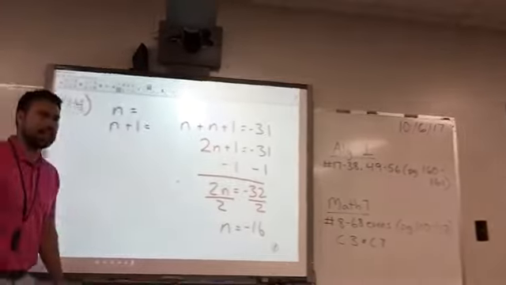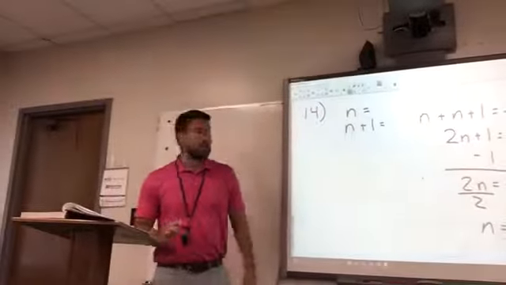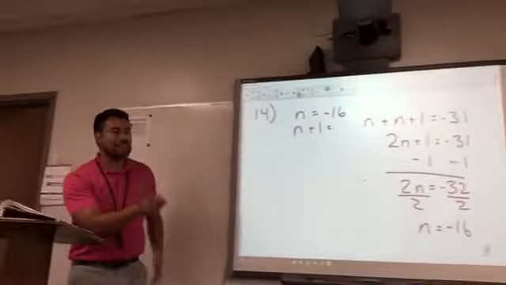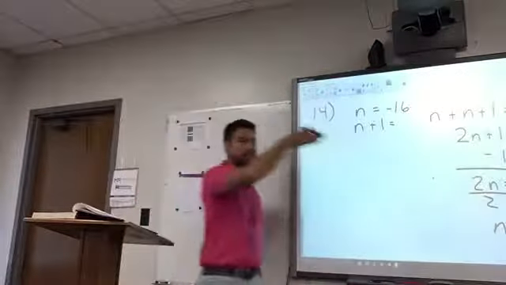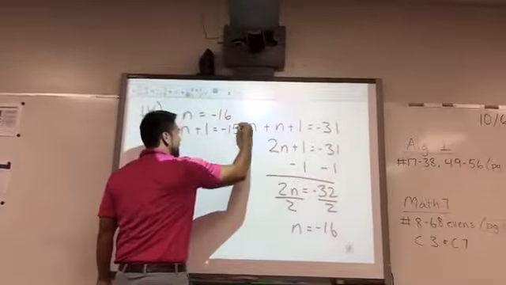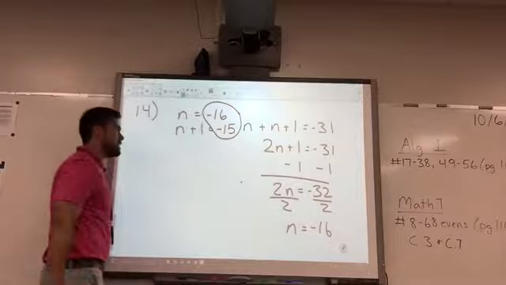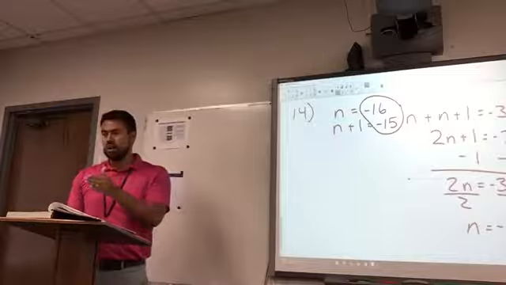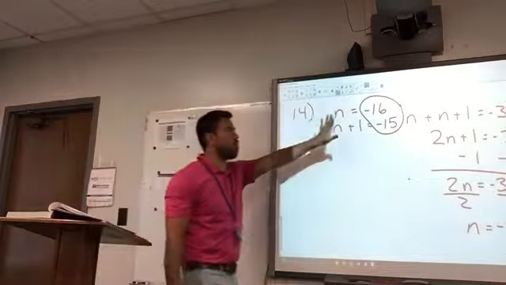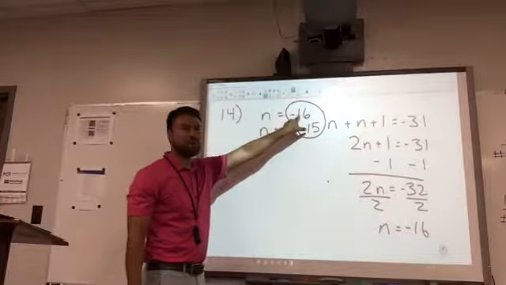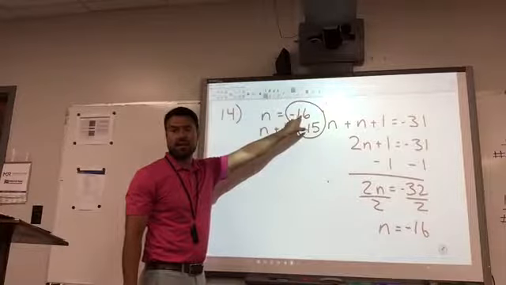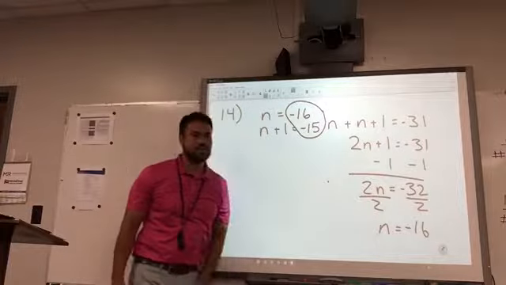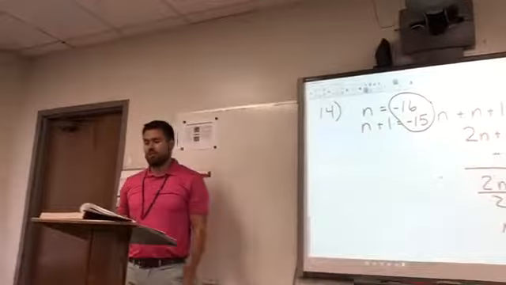How many got negative 16? Okay, so you got negative 16. What would be the next consecutive integer? Negative 15. Those are your answers. It's negative 16 and negative 15. Those are the two consecutive integers whose sum is negative 31. Are these, when you add them up, going to give you negative 31? Yes. That's the answer. That's how you check your work.